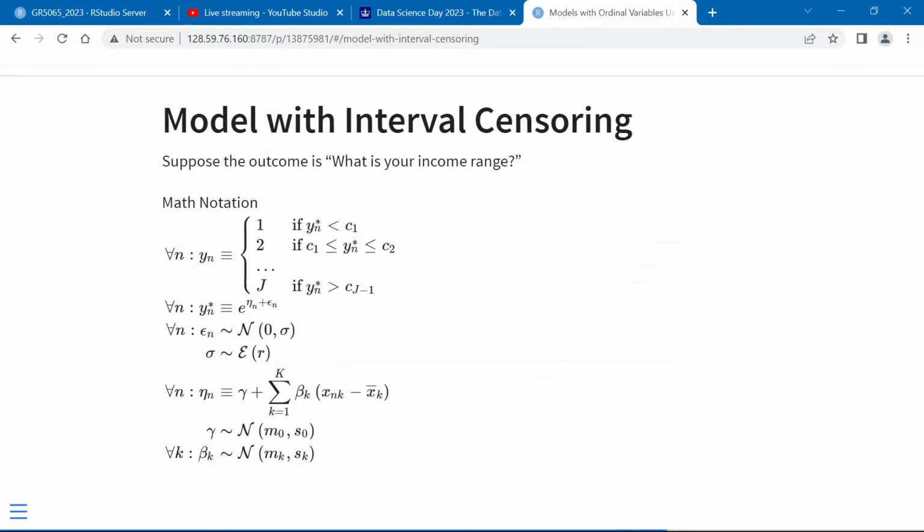Okay. Let's think about another type of model, one with so-called interval censoring. So suppose the outcome variable is what is your income range. Now you'll find in most of the surveys in social science, you don't just write down or type in a number. For the most part, you check a box that has a bucket of incomes that you could be. And so the outcome that we observe is some integer or label, more specifically, but let's just call it an integer label, 1 through capital J, if there are J income buckets that you could check when presented with the survey.